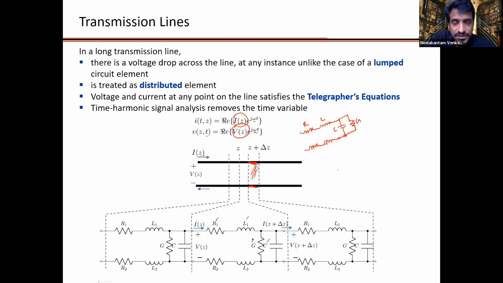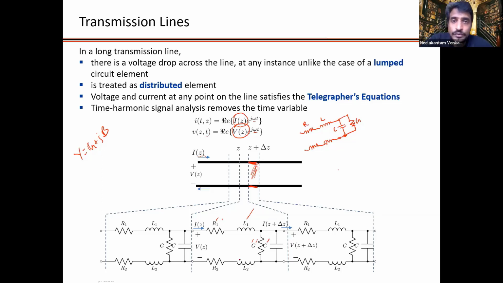G is conductance, yeah. B is susceptance, yeah. Like Y is equal to G plus jB, yeah. Y is the admittance; impedance has resistance and reactance. One over impedance is admittance, which is conductance and susceptance. So you have your RLCG.